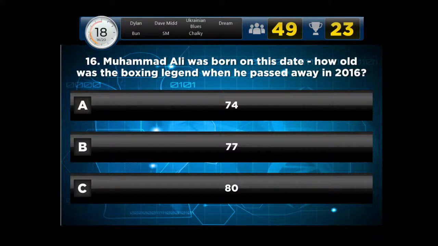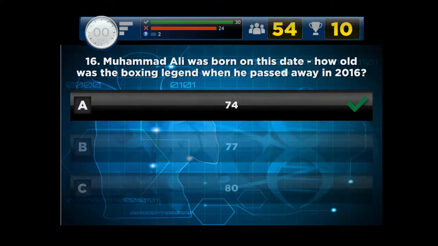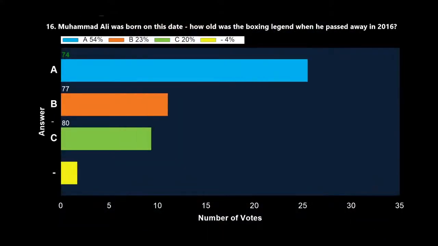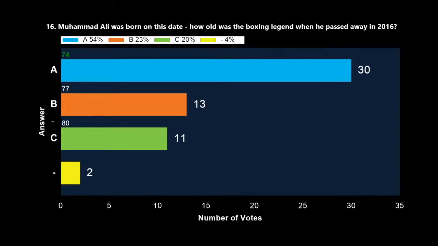Half the time has gone, so quickly get your answer in. As always, just have a guess if you've got no clue about that. 74, 77, or 80 for Muhammad Ali at the time of his death. And the answer is 74. So A is what we're looking for. Most popular answer, 30, getting that right. 13 go for 77, 11 for 80.